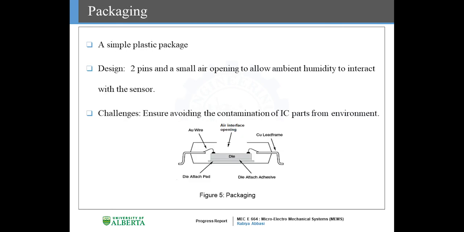Finally, packaging. It is one of the critical and challenging steps for humidity sensors. The idea is to consider simple plastic packaging, and the design consists of two pins and a small air opening to allow the ambient humidity to interact with the sensor. But this kind of packaging can be challenging because it can contaminate the IC part. So we have to find ways to avoid this situation.